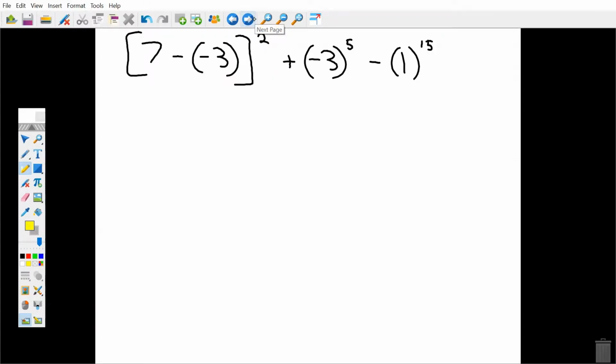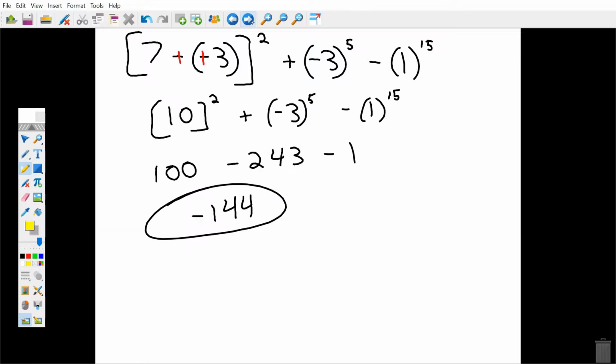Here's a little longer one. 7 minus negative 3 squared plus negative 3 to the power of 5 minus 1 to the power of 15. Try that now. The answer is negative 144. We do our brackets first. 7, 2 negatives in a row become positive, so we get 10. 10 squared is 100. Negative 3 to the power of 5 is negative 243. And 1 to the power of 15 is 1. And it's just 100 minus 243 minus 1 is negative 144.